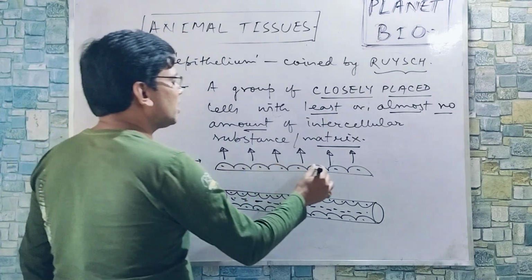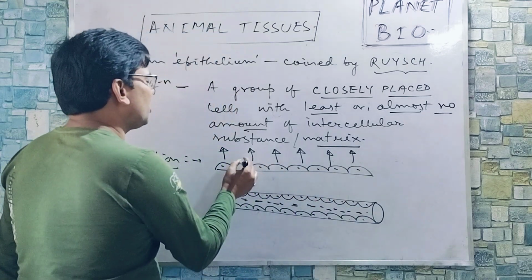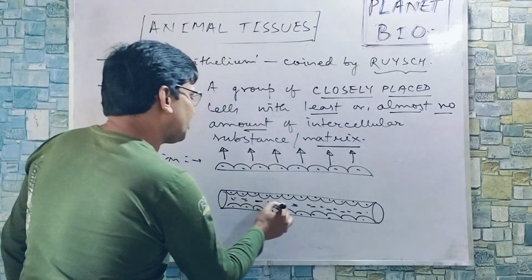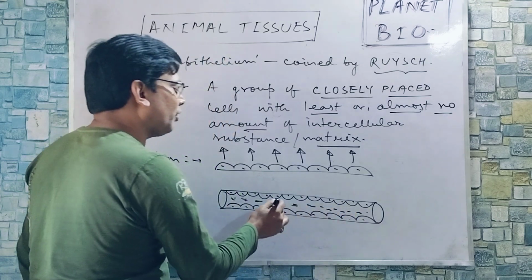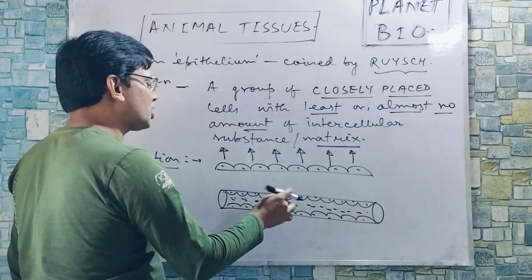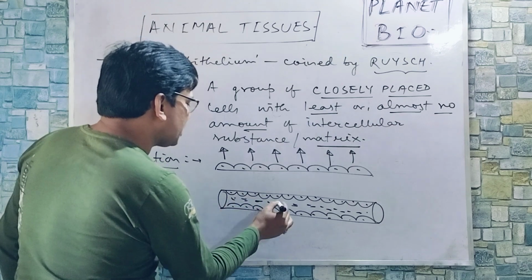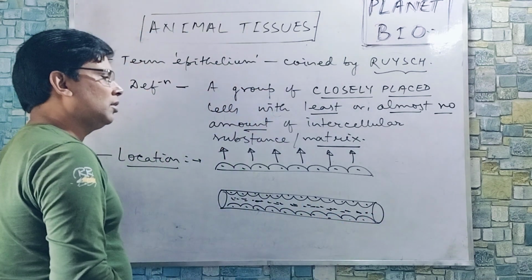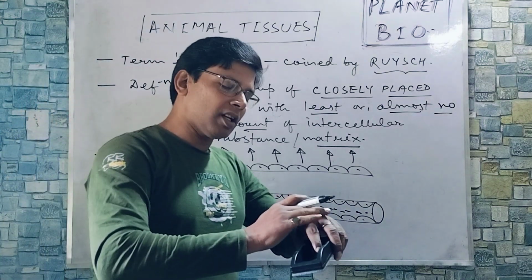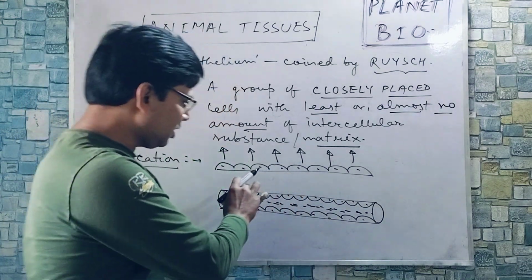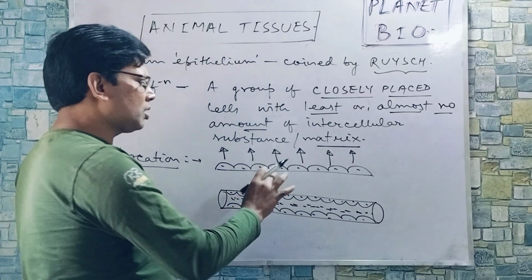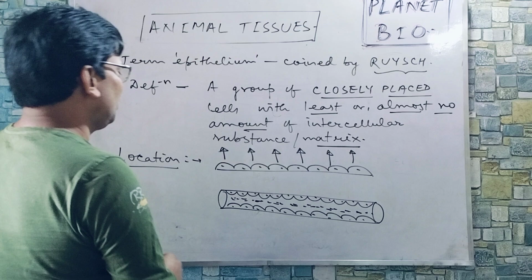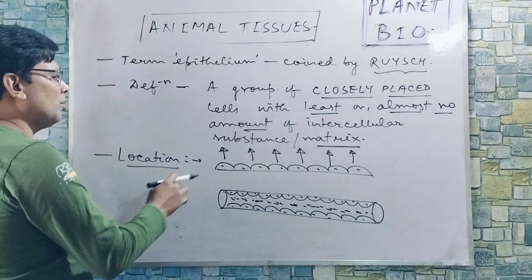As it lines the external surface of the body, it faces outside towards the environment. But as it is found inside the duct of gland or internal organs or visceral organs, it faces towards the fluid flowing here. So found on the upper surface or outer surface of the body and internal surface of the body organs or ducts or glands. Okay. So this is all about location.